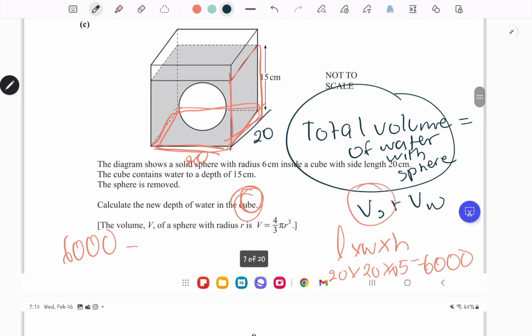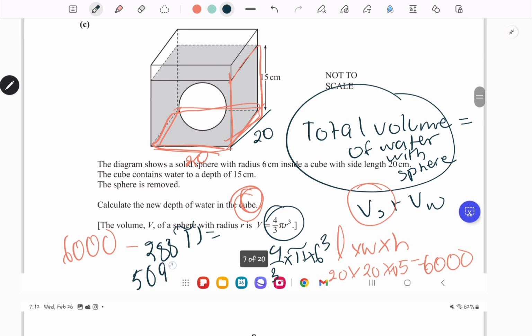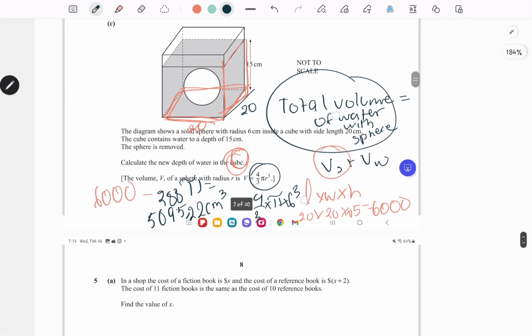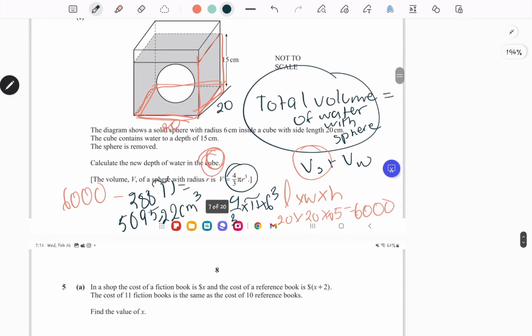Very simply, to find the volume of a sphere, it's 4 over 3 times pi times r cubed, which is 6 to the power of 3. So 4 over 3 times pi times 6 cubed, you're going to get 288 pi. So if you subtract them, you're going to get an answer of 5,095.22 centimeter cubed.